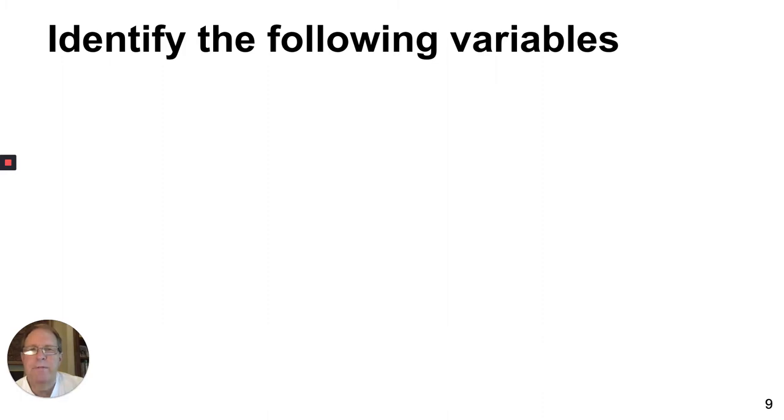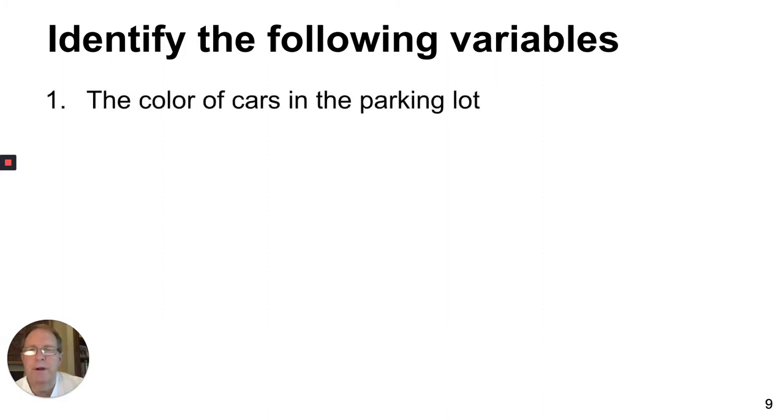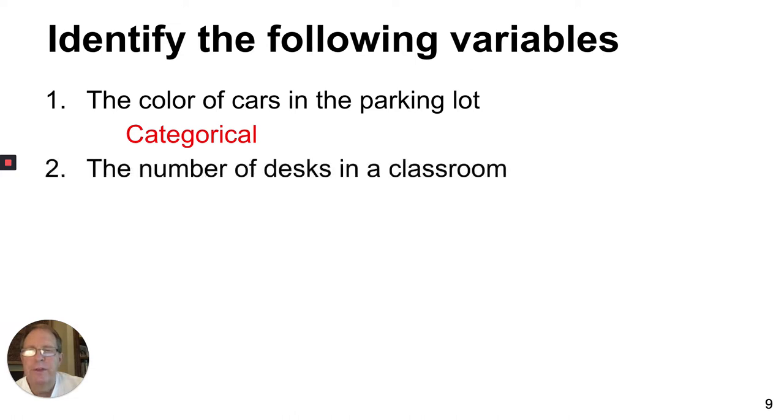Let's identify the following variables. Color of cars in the parking lot. Is that categorical or quantitative? It's categorical. The number of desks in a classroom. Is that categorical or quantitative? Well, that's quantitative, but then is it discrete or continuous? It's a discrete quantitative variable. We can count the number of desks.